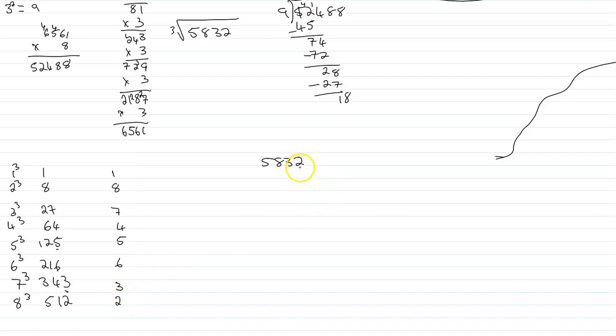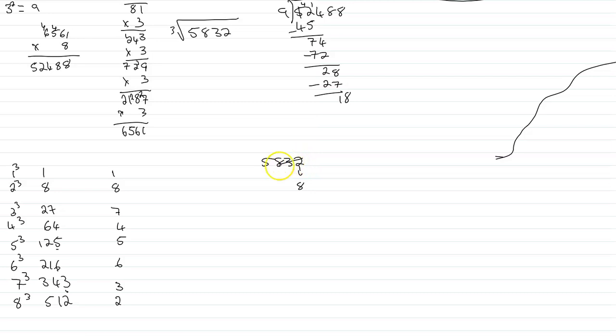Okay, so we're looking for a number that ends with 2. And we found it. That is 8 cubed. So now we write down the 8. That 8 cancels because this is 3 numbers. We cancel the 3 numbers there.